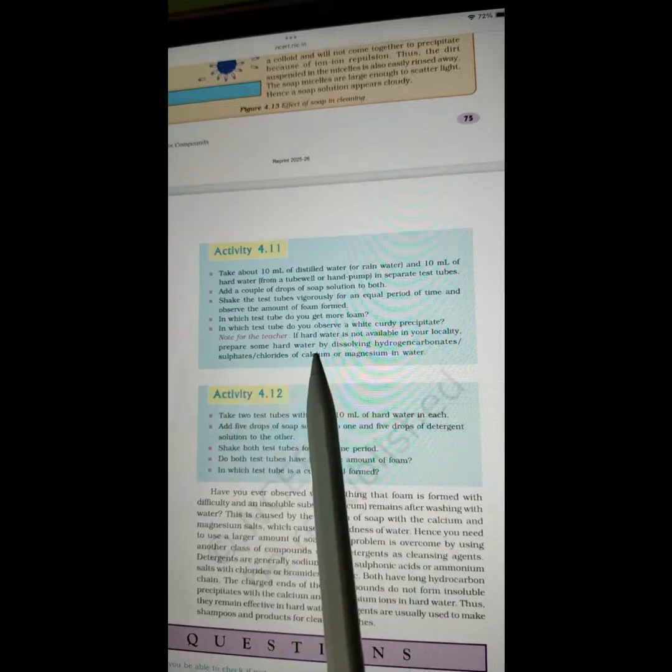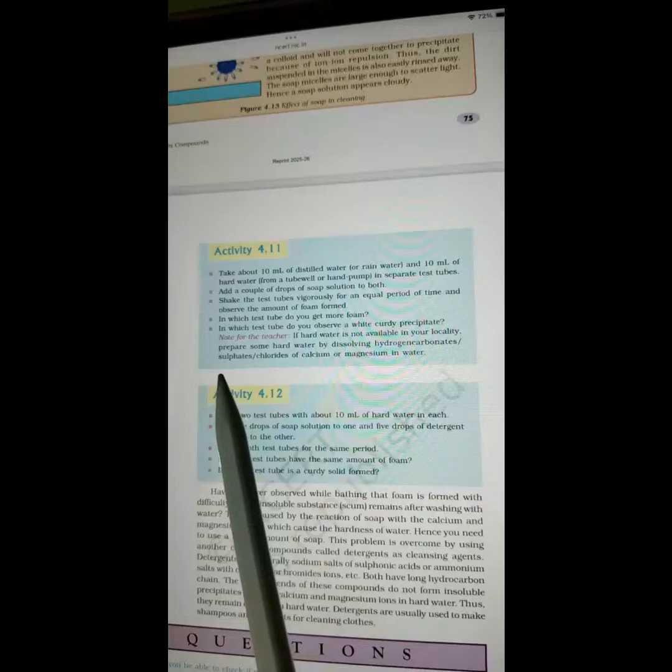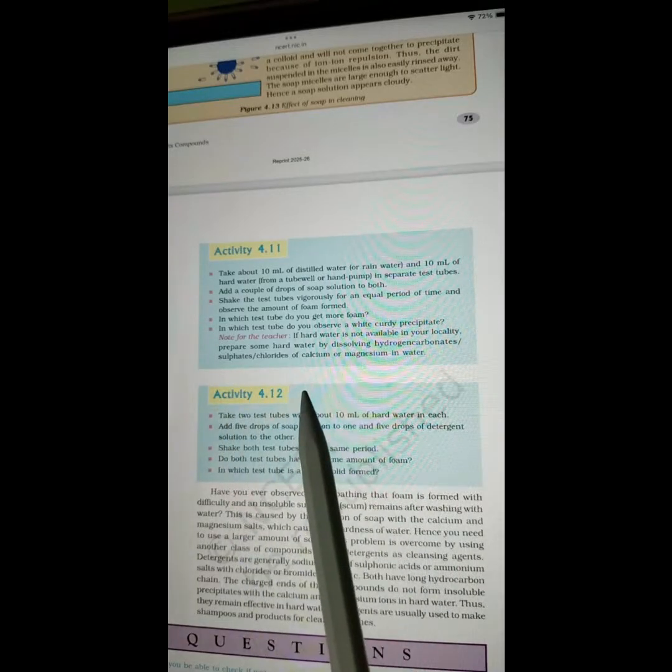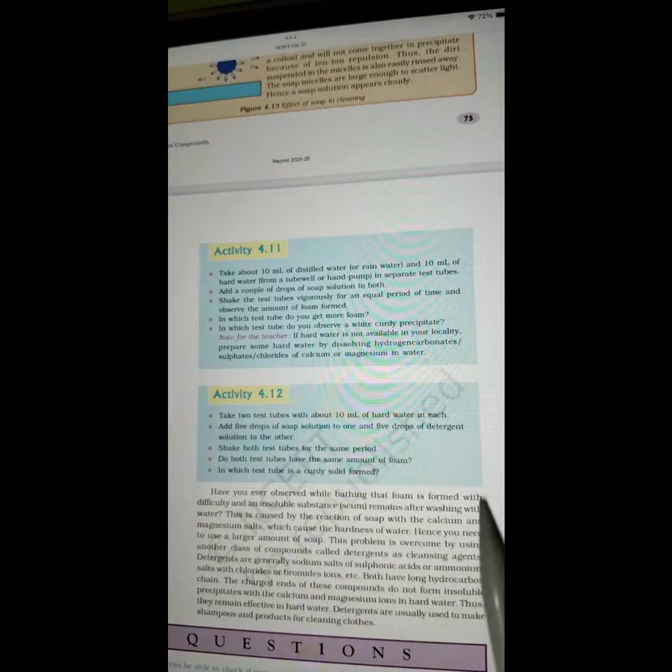Note for a teacher: if hard water is not available in your locality, prepare some hard water by dissolving hydrogencarbonates, sulfates, chlorides of calcium or magnesium in the water.